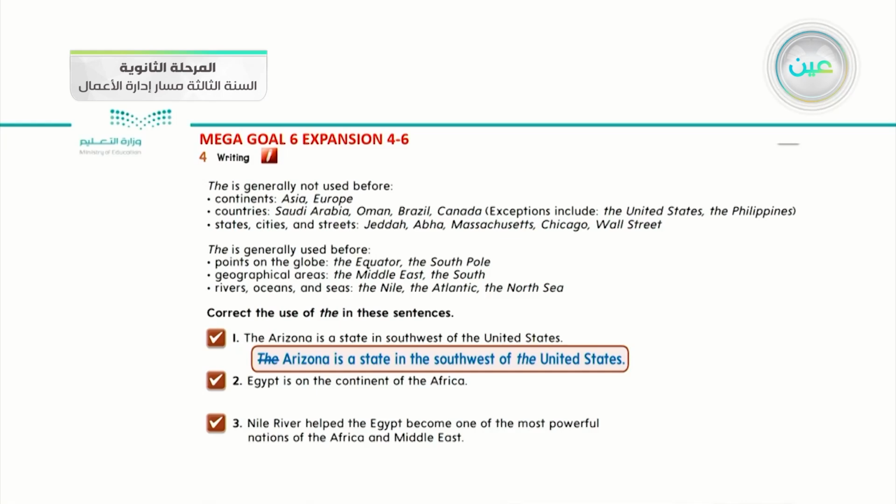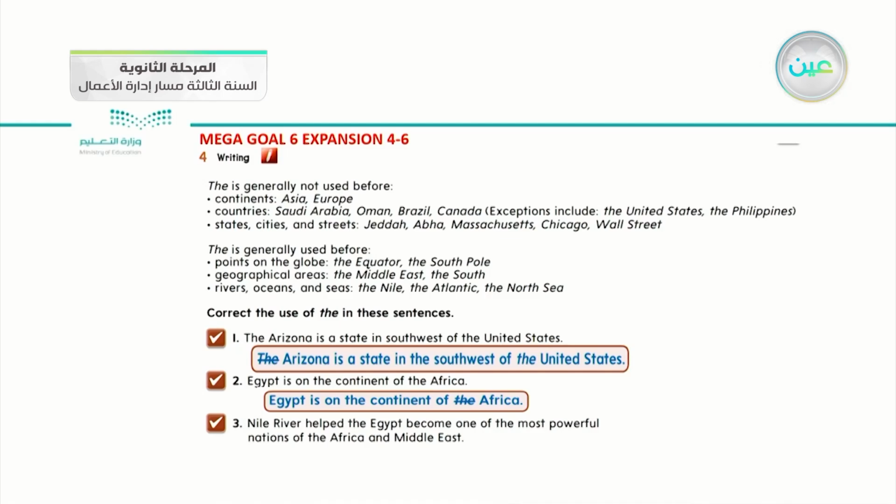Okay, number 2. Egypt is one of the continent of the Africa. What do you think? We can say Egypt is one of the continents of Africa, directly without "the". We should omit it, because Africa is one of the continents, as I said before, for example Asia and Europe and so on.